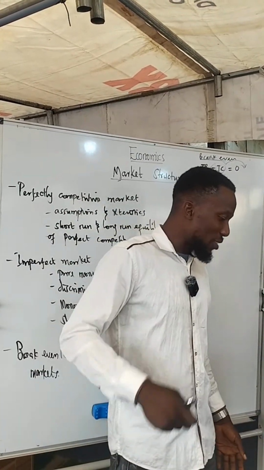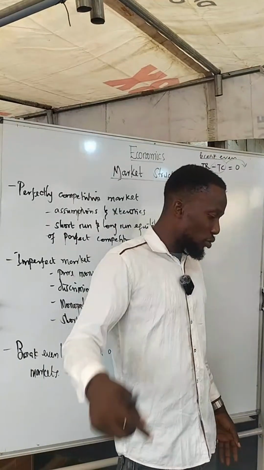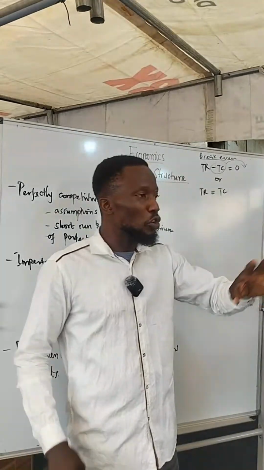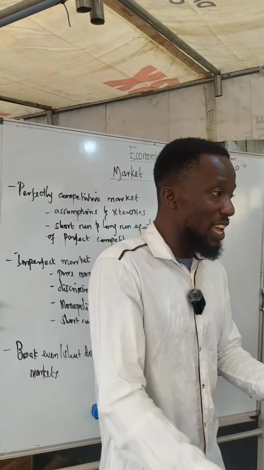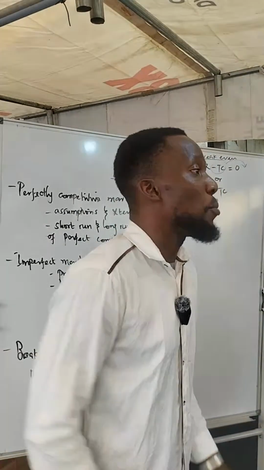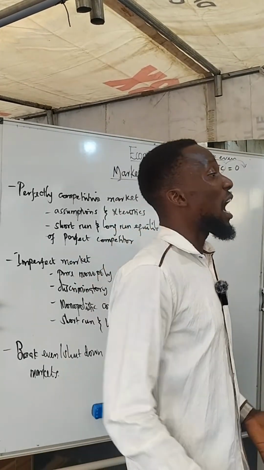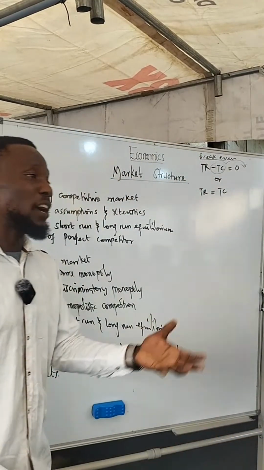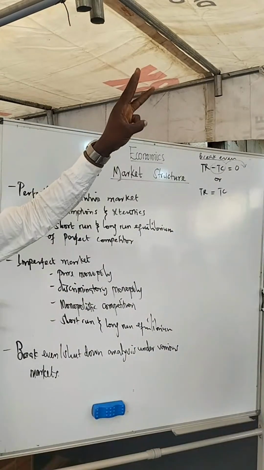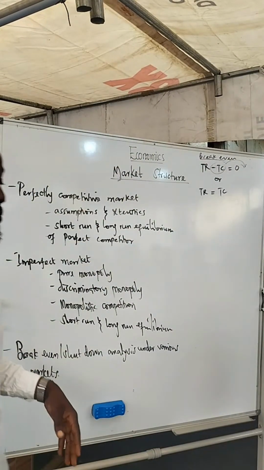Now, it is a market where the forces of demand and supply of factors determine the price and factor input. So you don't really need to cram that. Just know that here we are looking at factors of production. So a factor market is where prices of factors of production are determined. And what are the factors of production? Land, labor, capital, and enterprise or entrepreneur.